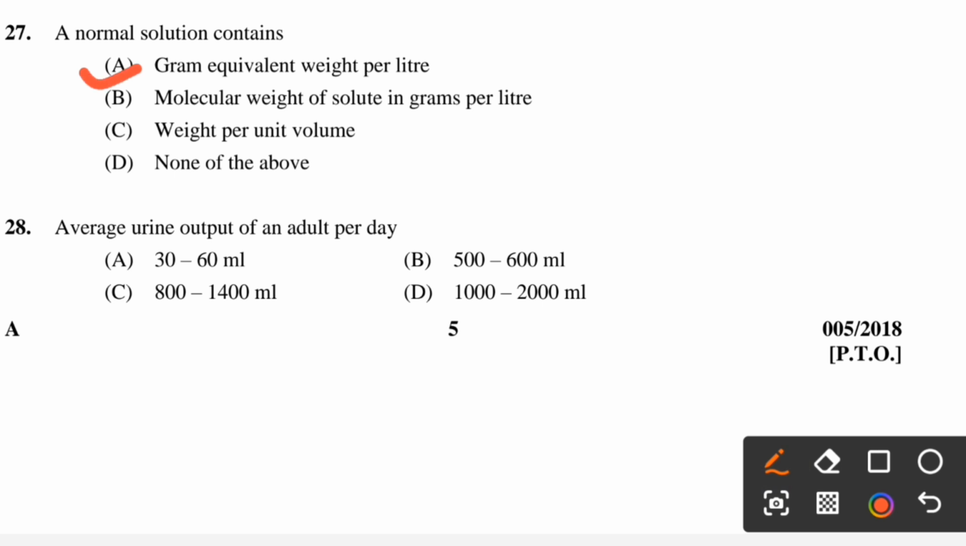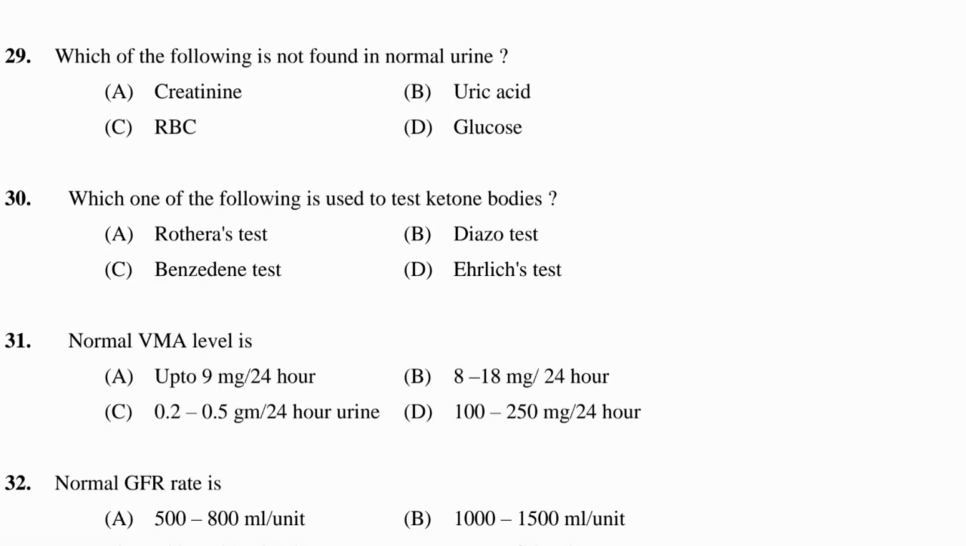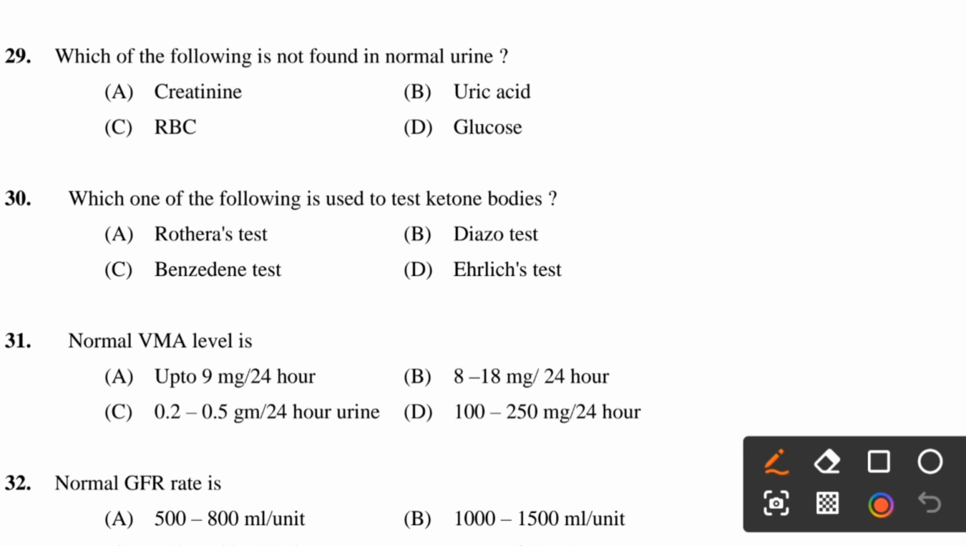Next question, average urine output of an adult per day: 30 to 60 ml, 500 to 600 ml, 800 to 1400 ml, 1000 to 2000 ml. The right answer is 1000 to 2000 ml. Next question, which of the following is not found in normal urine? Creatinine, uric acid, RBC, glucose.